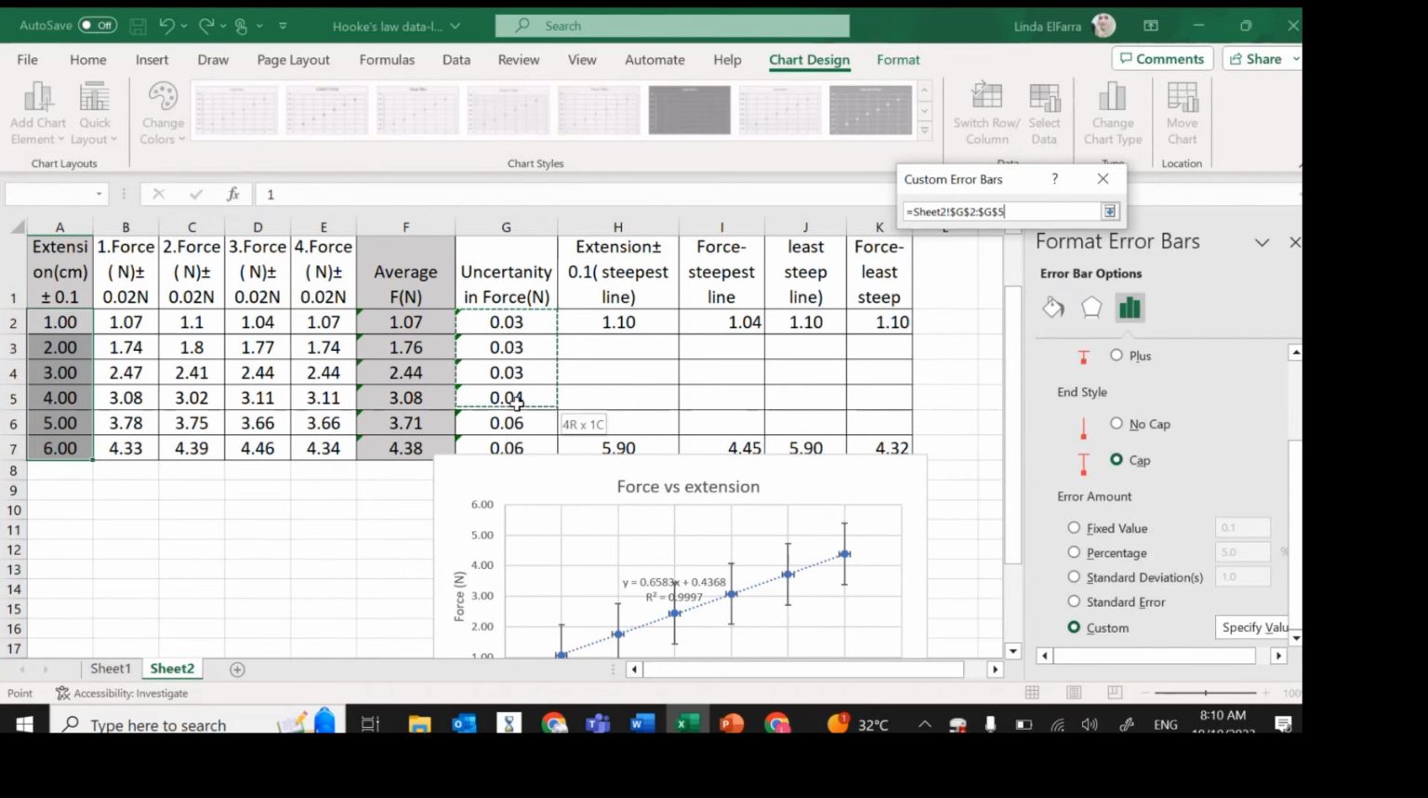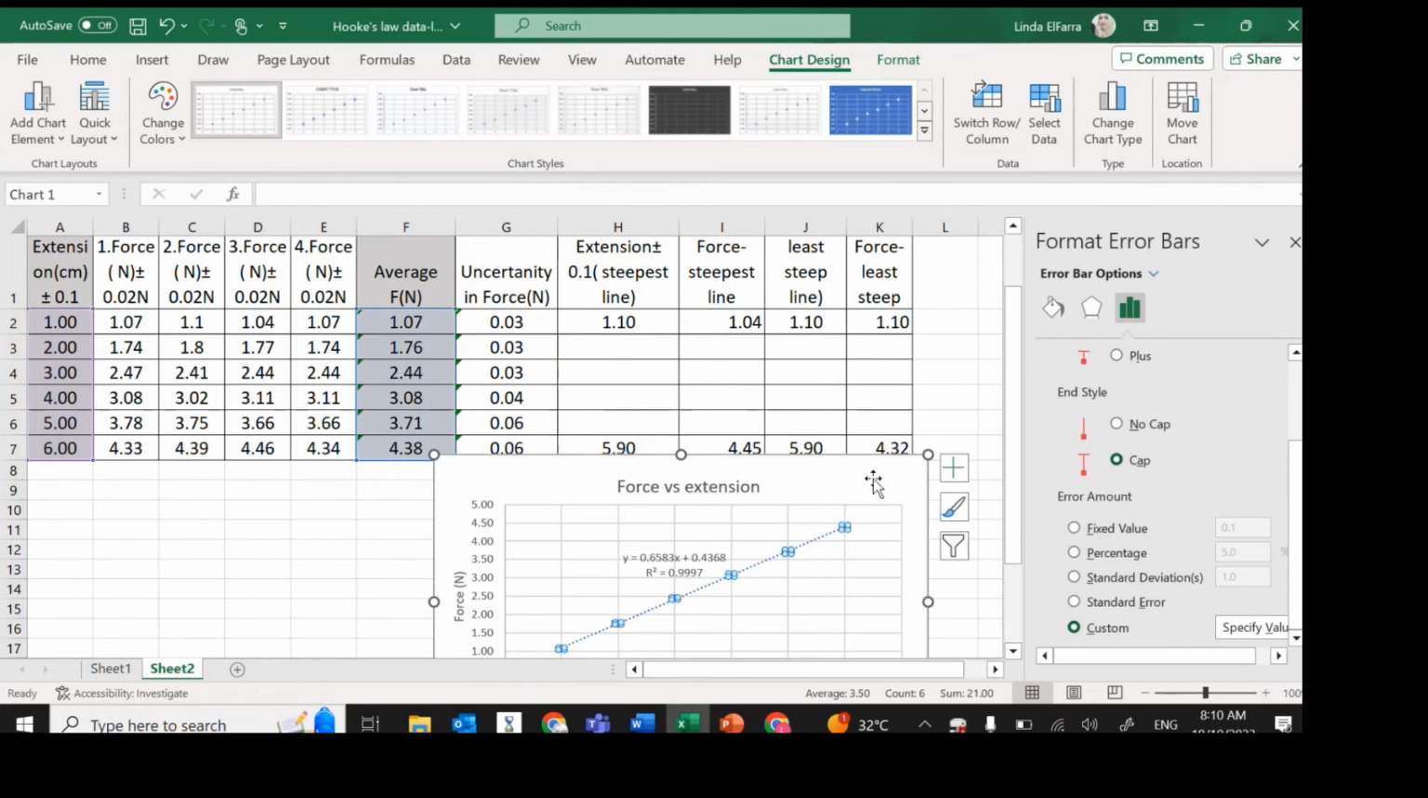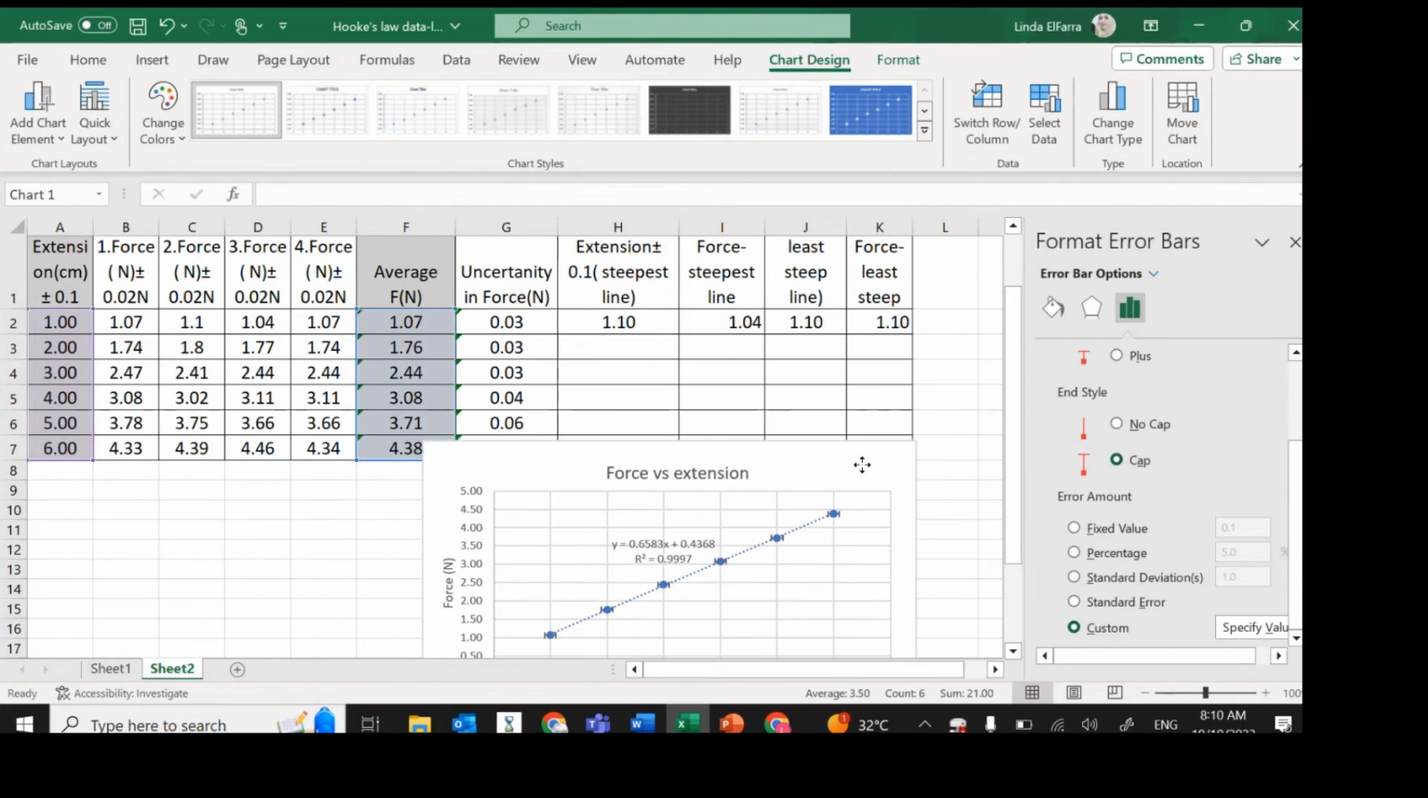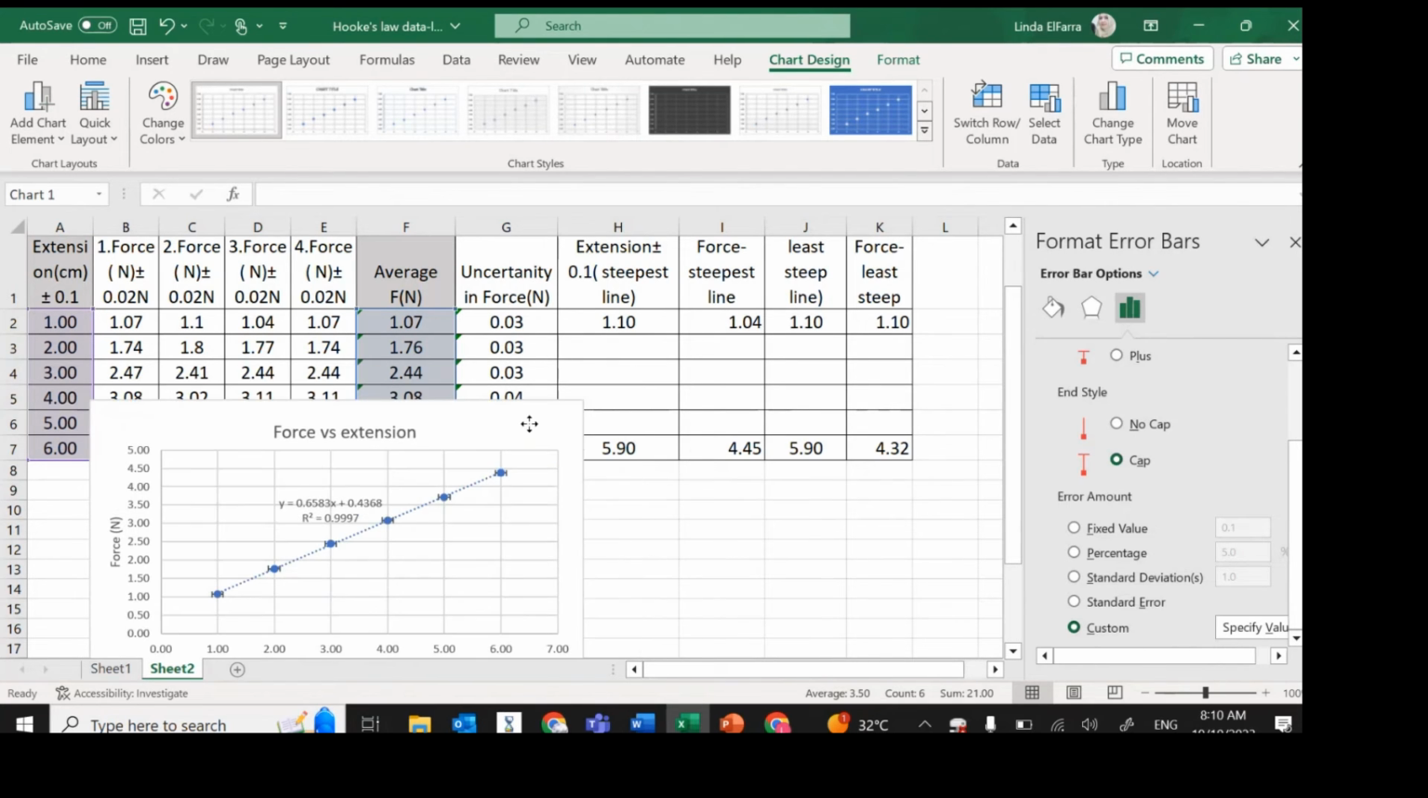So I will select also the same values. Hit OK. Now we have the error bars here. Okay, we need to add also steepest and least steep lines.